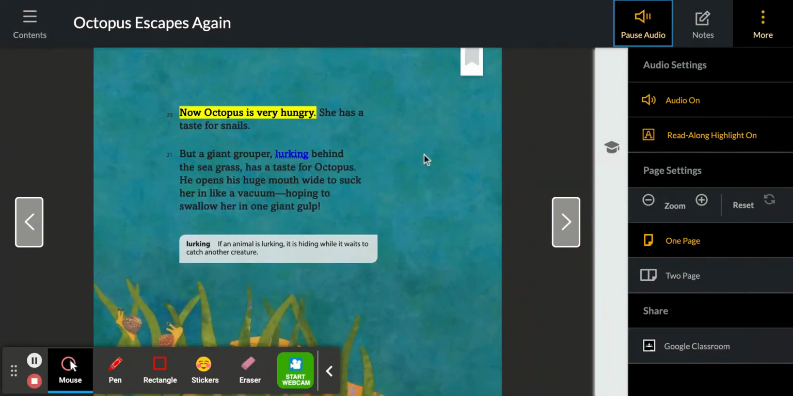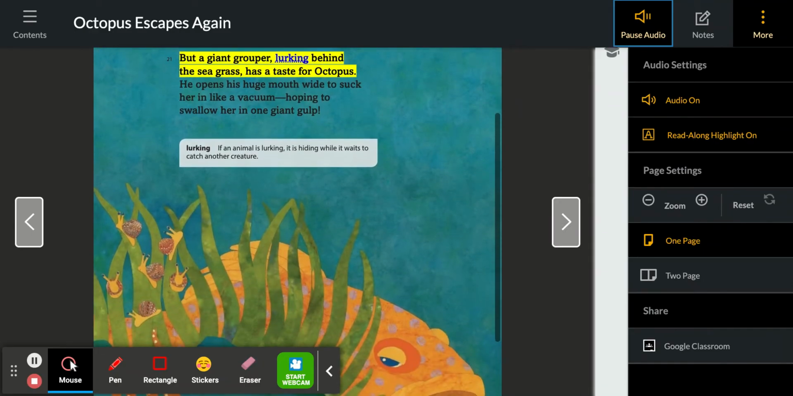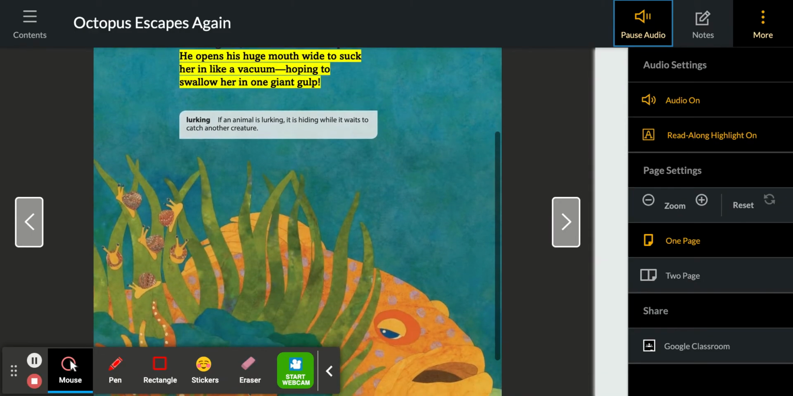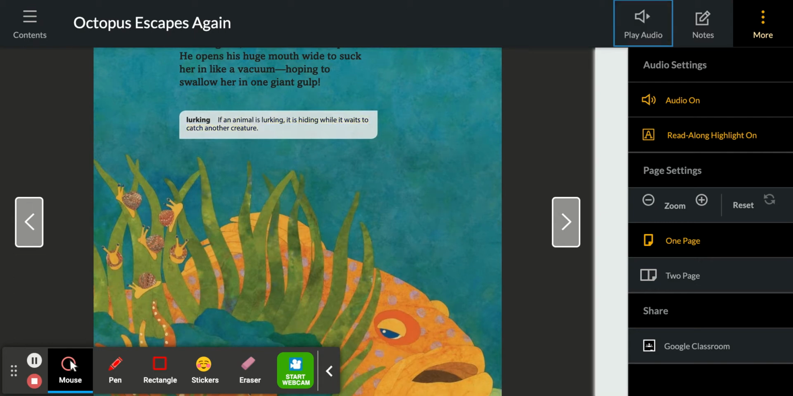Now octopus is very hungry. She has a taste for snails. But a giant grouper, lurking behind the seagrass, has a taste for octopus. He opens his huge mouth wide to suck her in like a vacuum, hoping to swallow her in one giant gulp. Lurking. If an animal is lurking, it is hiding while it waits to catch another creature.